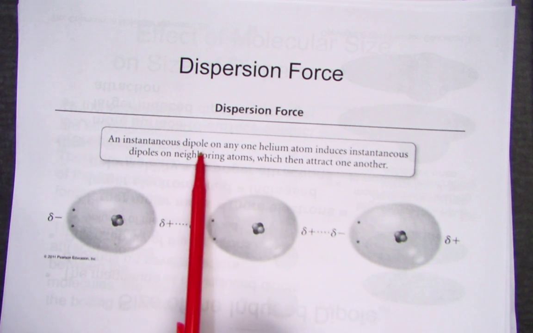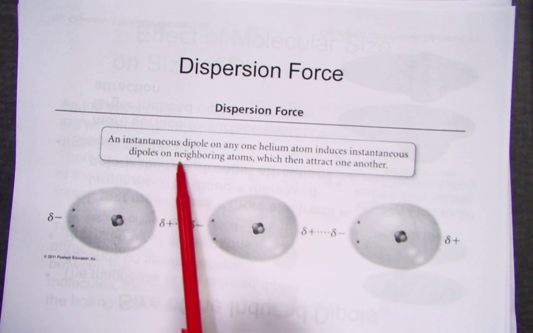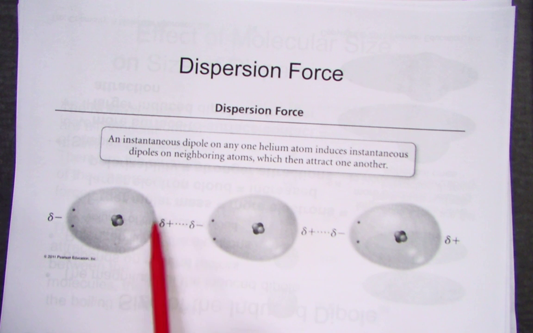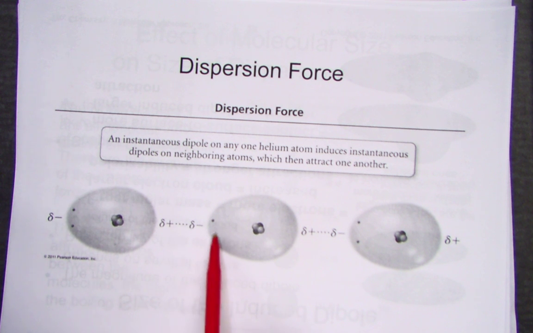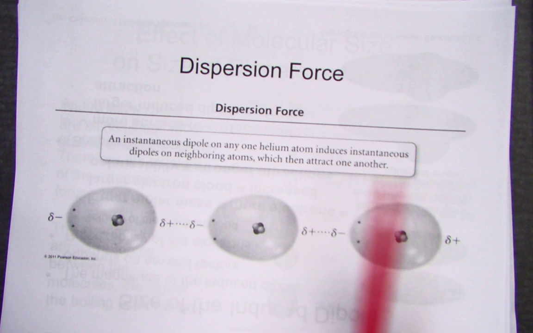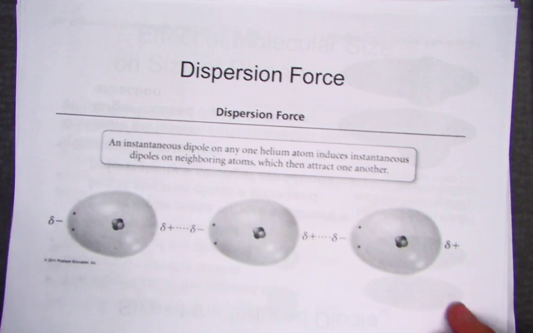It's a weak, temporary attraction just based on manipulating electron density. An instantaneous dipole on any one helium atom may induce an instantaneous dipole on a neighboring atom, and then you see this attraction. It's temporary. It does not stay in this position. As soon as these electrons become so close, electrons repel. This will go back to an equal distribution. Dispersion forces are very temporary.